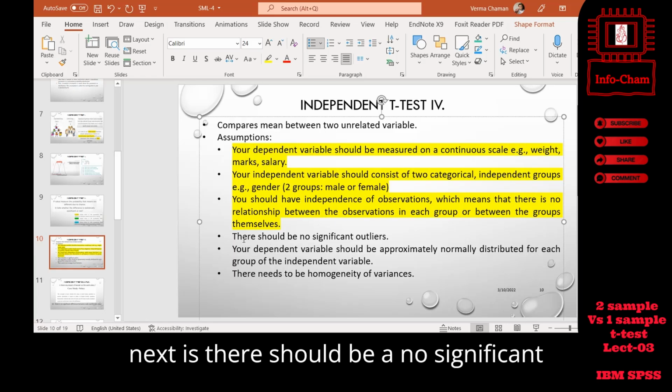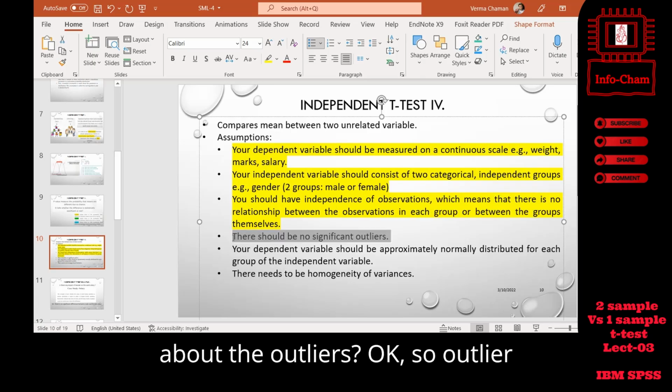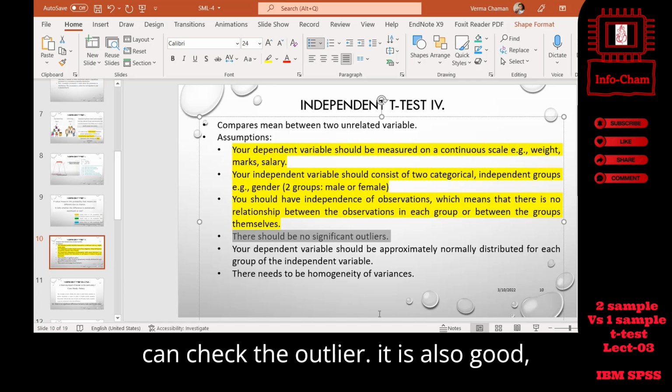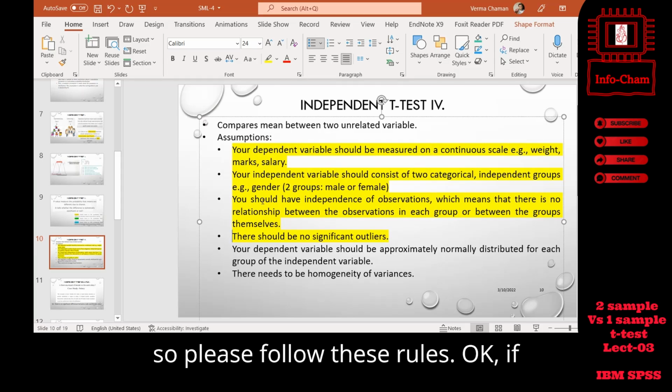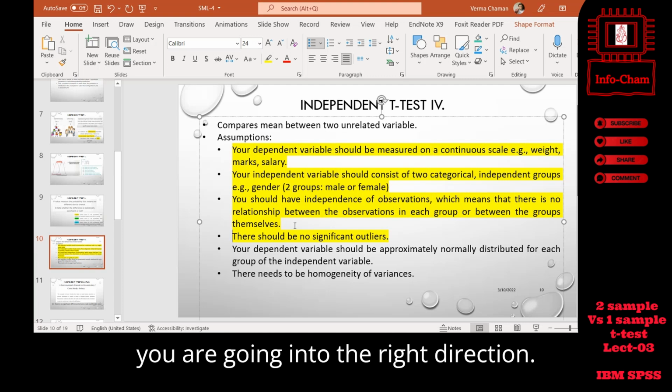Okay, so next, there should be no significant outliers. Do you remember I discussed the outliers? Maybe we will also check outliers here. And how can we check the outlier? Okay, it is also good. So please follow these rules. If you are following those rules, it means you are going in the right direction.